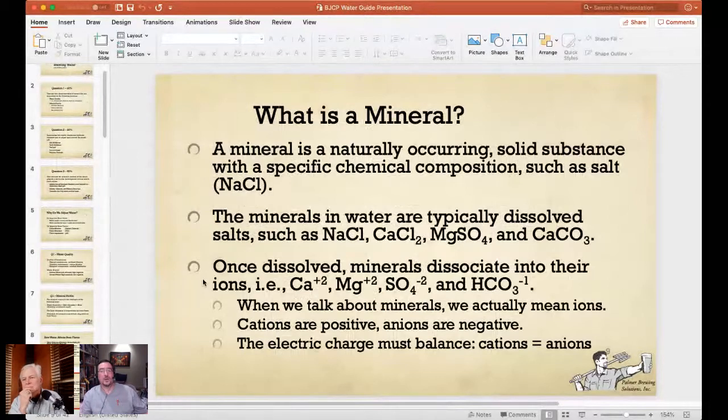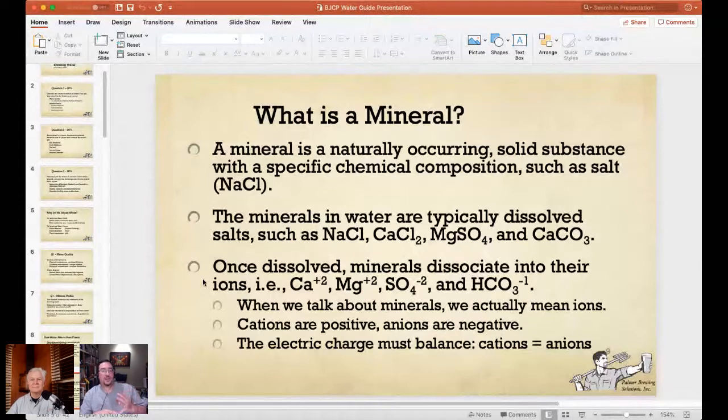Once minerals are dissolved in water, they dissociate into their separate ions. And so we talk about calcium ions, magnesium ions, sulfate, bicarbonate ions. And I apologize for those of you who don't remember your chemistry well. When we talk about minerals in water, we're really talking about dissolved minerals in water, which means we're really talking about the ions in the water.